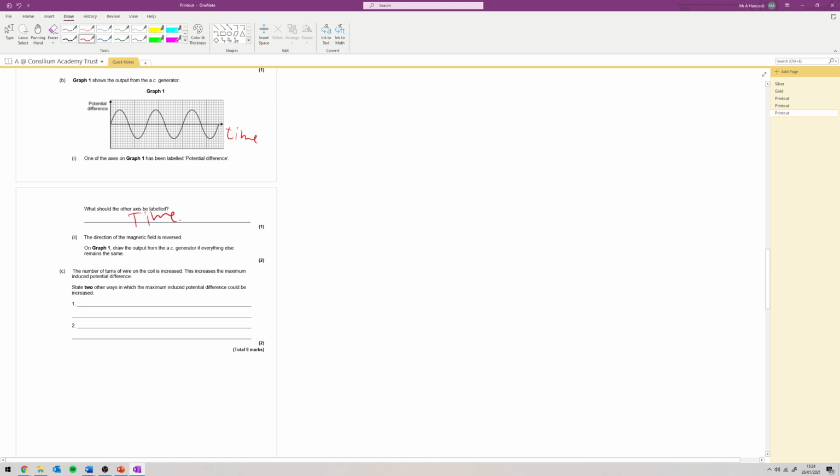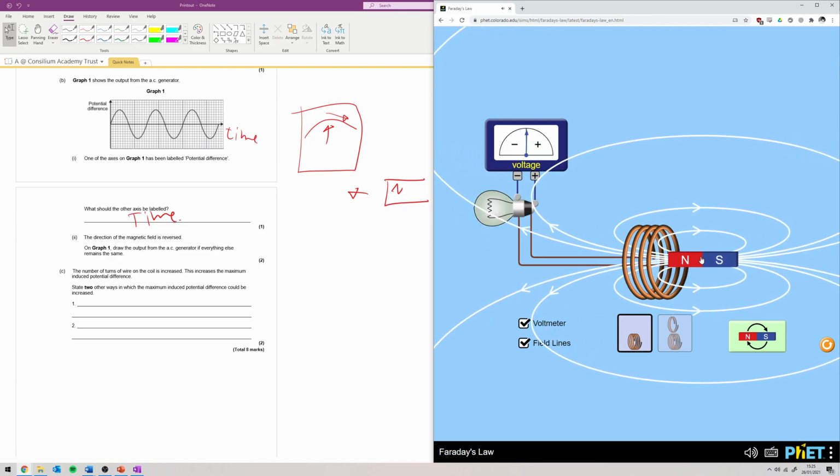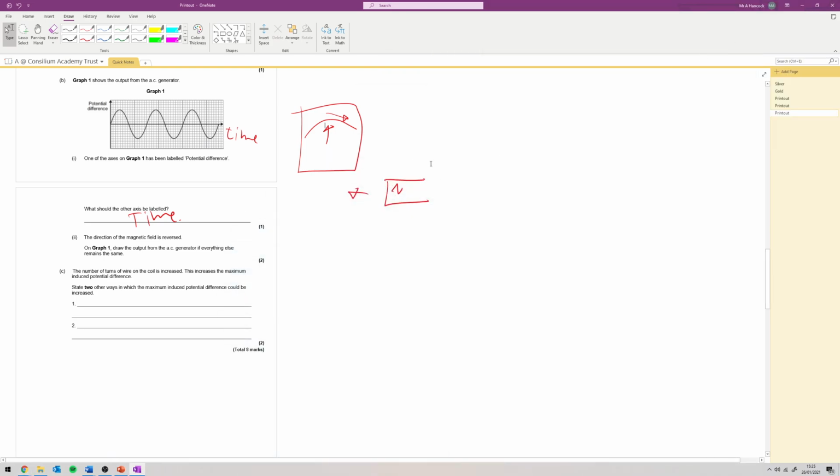The direction of the magnetic field is reversed. On graph 1, draw the output from the AC generator if everything else remains the same. Well, remember when we had the magnet before, and we had our voltmeter, right? And it had a little arrow, and when we pushed the magnet with the north in that way, the arrow flicked that way first, and then when we swapped it around and we had the south, it flipped the other way. I'll show you again just in case you forgot. Yeah, so push it in like that. See, the north goes towards the negative, and then when I flip it, the south goes towards the positive. So if I flipped my magnetic field, the potential difference would flip, okay? But everything else should remain the same, because it says that.